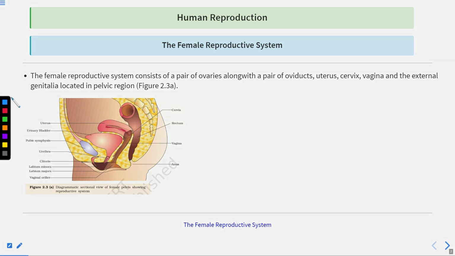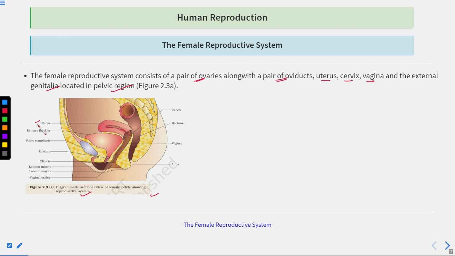Now, the female reproductive system consists of a pair of ovaries, so there are two ovaries, along with a pair of oviducts. It consists of the uterus, cervix, vagina, and the external genitalia. And the female reproductive system is located in the pelvic region. Here is the image showing you the female reproductive system. This is the view of the female pelvis showing the reproductive system. You have to remember all these structures. We'll talk about the structures in the upcoming slides.